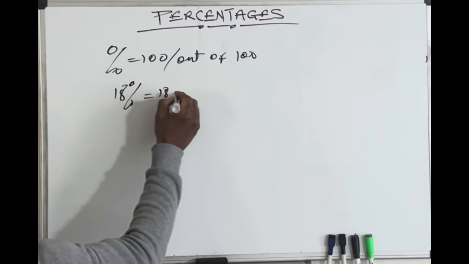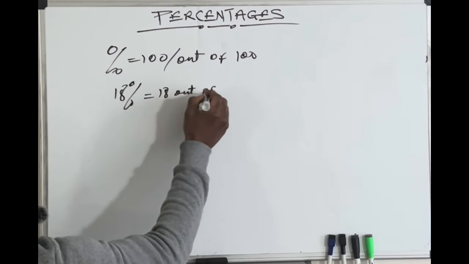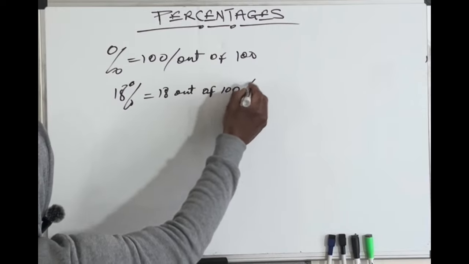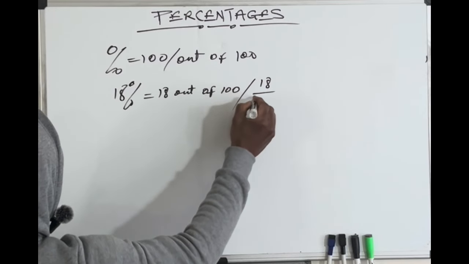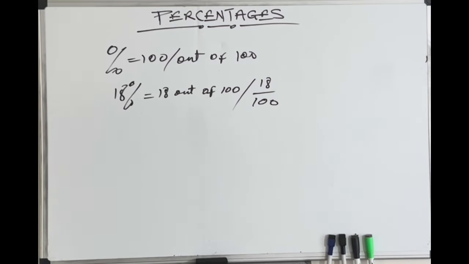18 out of 100 or 18 over 100. So expressing percentages as fractions. To express a given percentage as a fraction, we divide by 100.